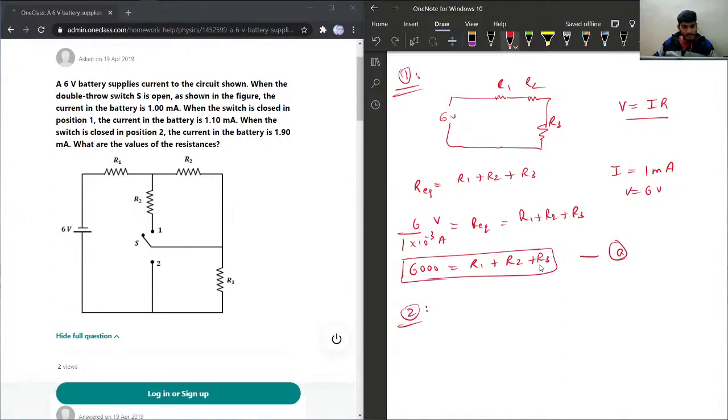Now we'll go for second condition. When the switch is closed in the position 1, then the current in the battery is 1.10 milliamp. So again, I have 6 volt here, then I have one resistor, then this one, and this is connected. In this case, the current will take the shortest path. Sorry, the current will go in R3 also, so I will include R3. So this was R1, R2, R2 and R3.